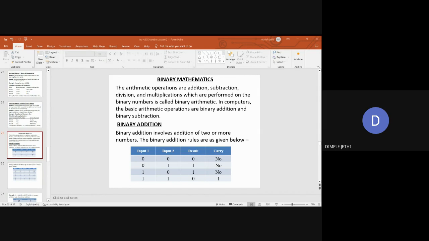Okay. So now Francis, can you explain how we do binary addition? Because they both left because of the network issue. Now, Francis, you explain them this binary addition.